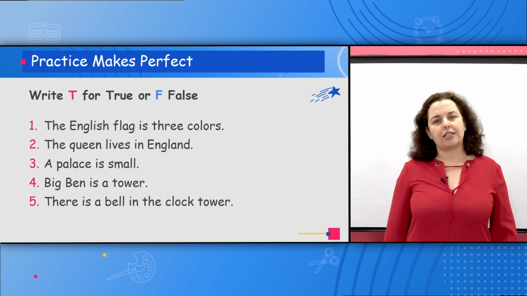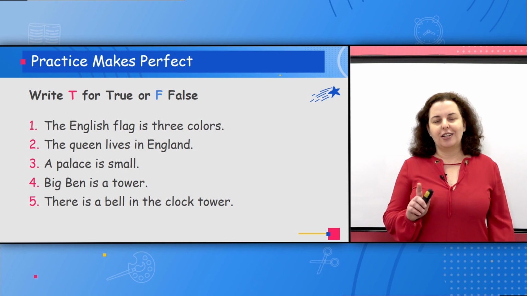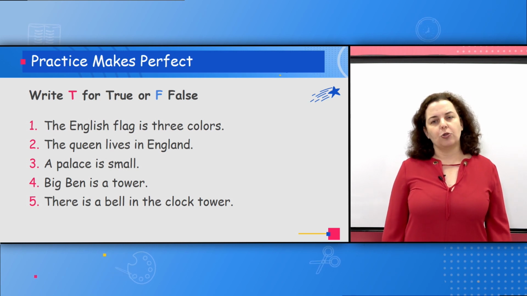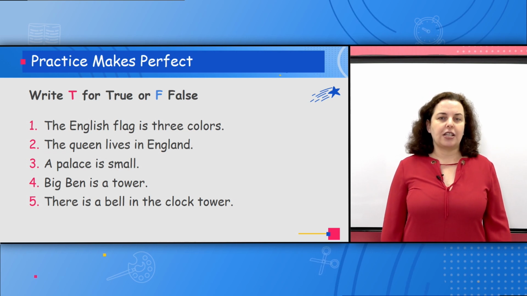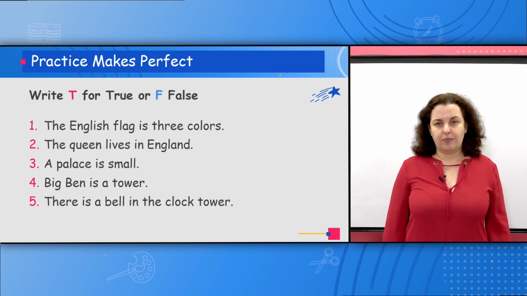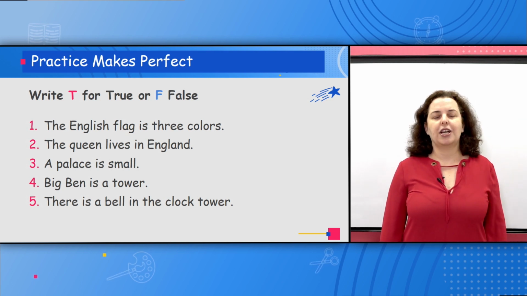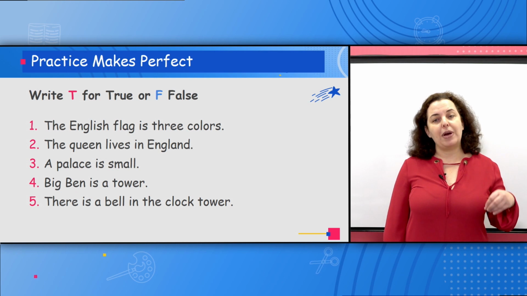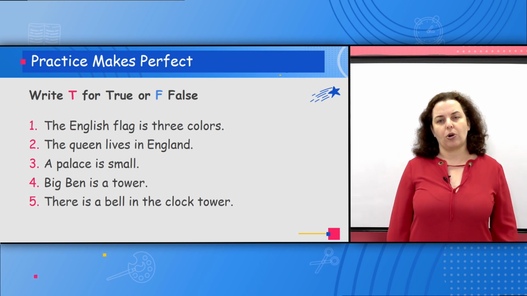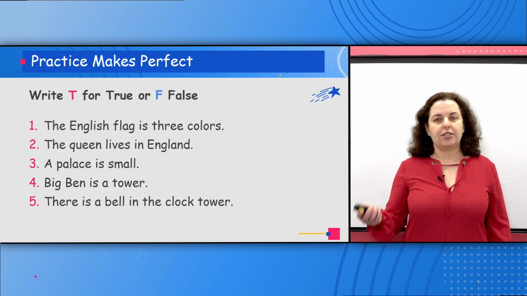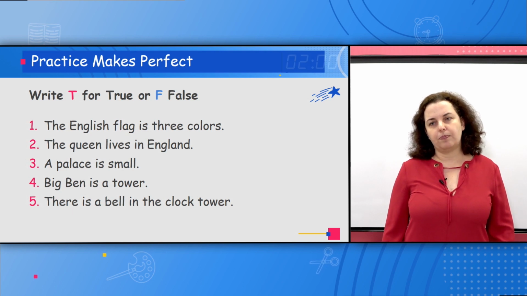I will read the following sentences, and I will let you think of them quietly for the next few minutes. Number 2, the Queen lives in England. The palace is small. Number 4, Big Ben is a tower. Number 5, there is a bell, gling, gling, gling, in the clock tower. So please write T for true or F for false.